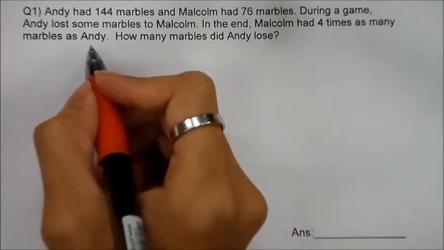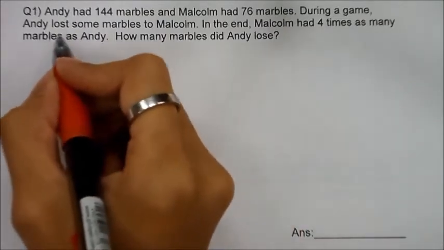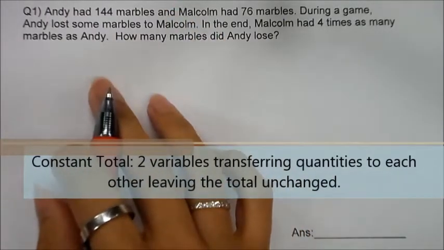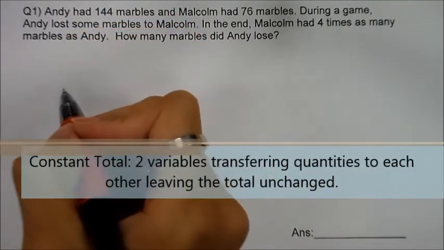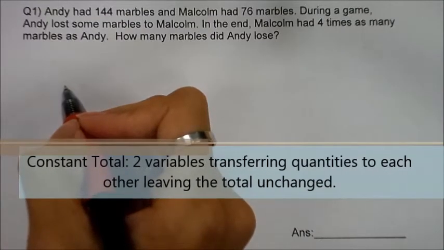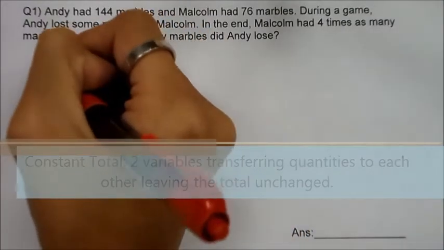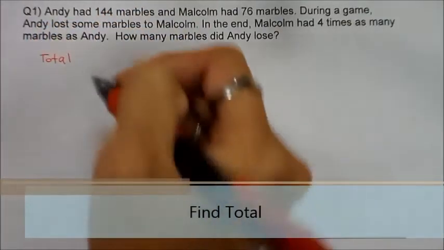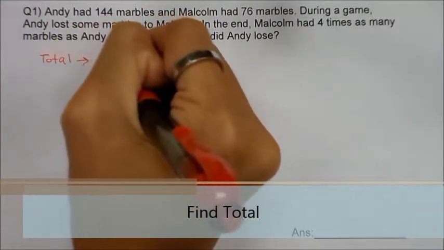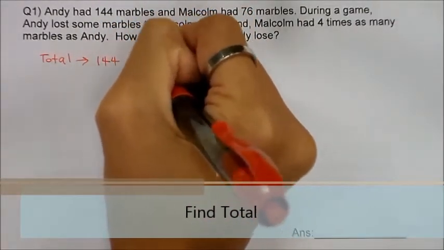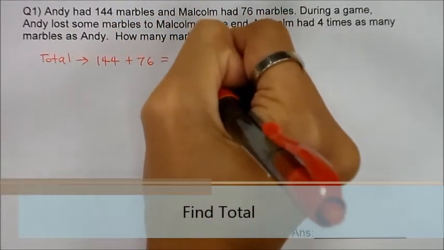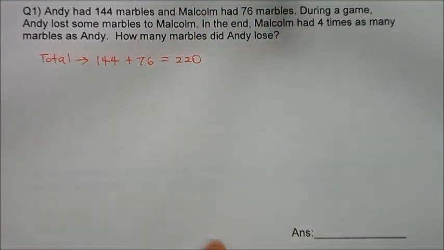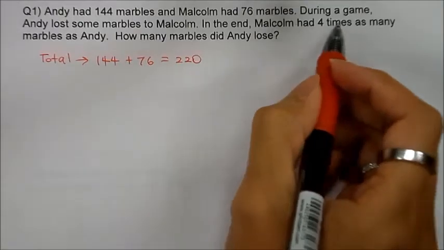So when we look at this kind of question here, when Andy lost some marbles to Malcolm, the total number for this case here did not change. That's why this kind of question, we identify it as constant total kind of questions. So for this, at the start, we need to find the total first, which is actually 144 add to 76, and the answer will be 220.